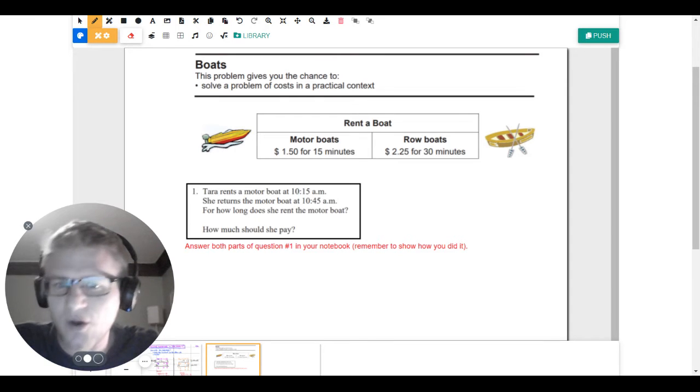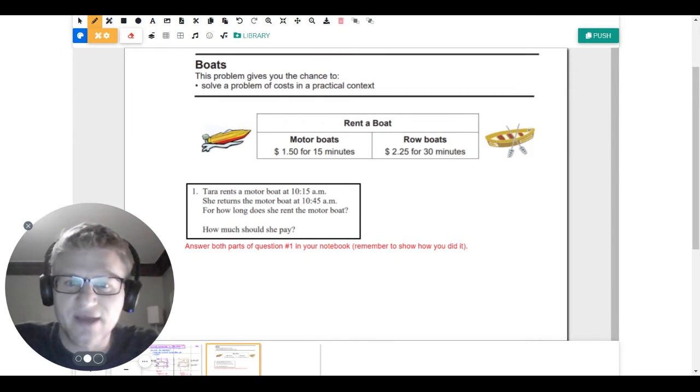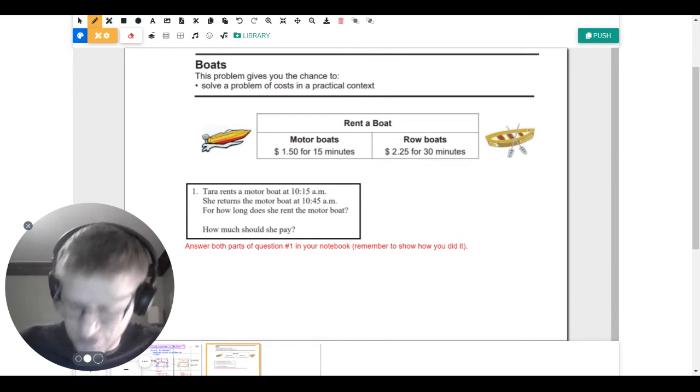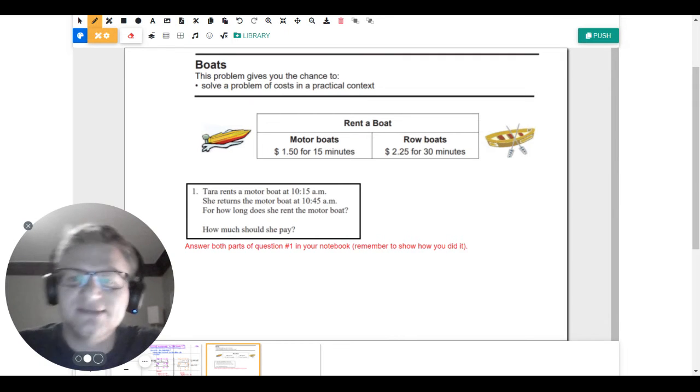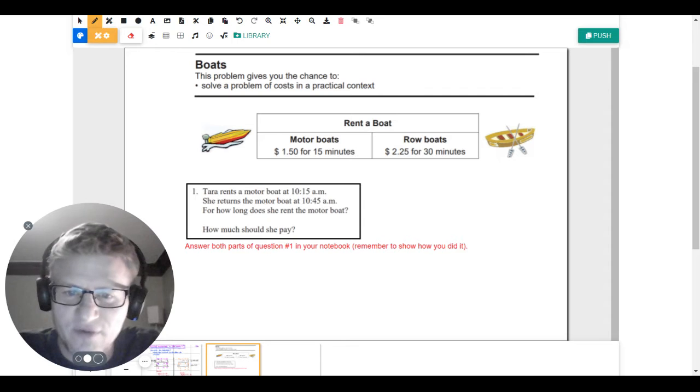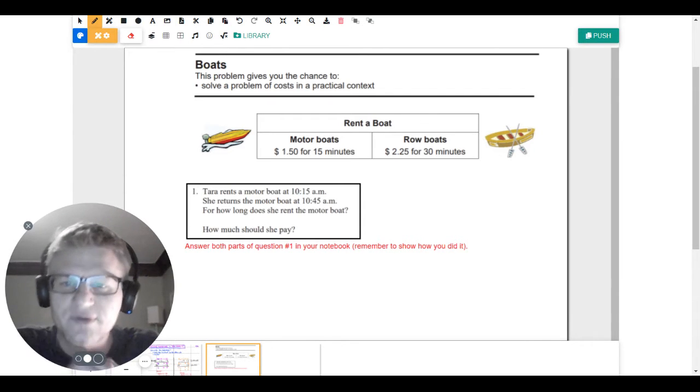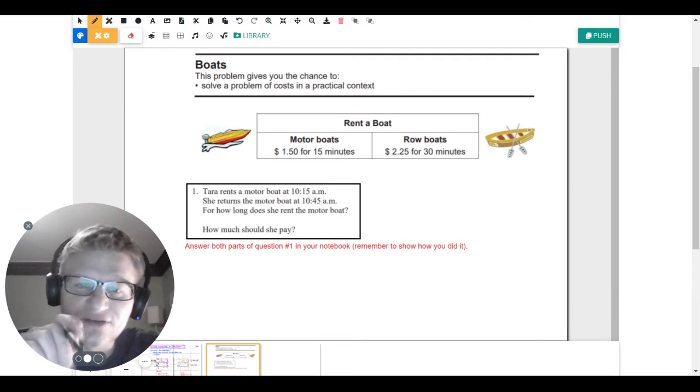There is no way that anybody's going to ever rent you a motorboat for $1.50 for 15 minutes. No way. Right? Because you could burn more gas than that in about 30 seconds and you'd burn through $1.50 worth of gas. So I'm not sure what kind of boat this is, but in any case, we'll go with it. We should make it like, $10.50 for 15 minutes. That might be more realistic. Anyway, we won't do that. This problem gives you a chance to look at those prices.